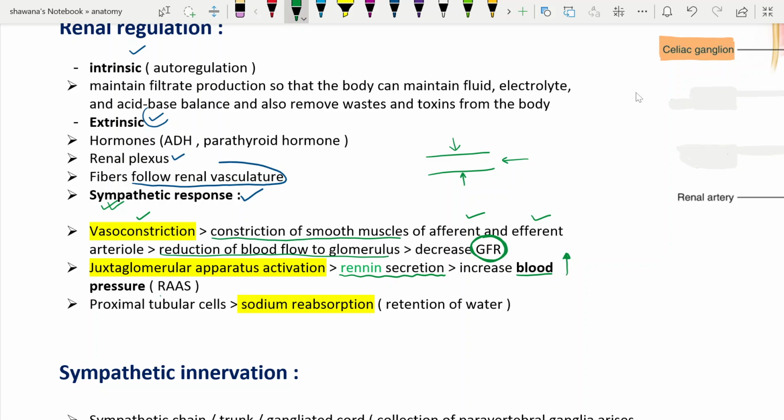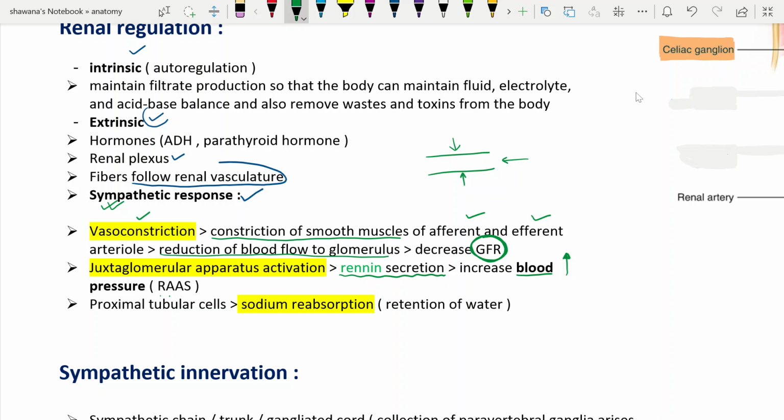It is the renin aldosterone system. Okay, renin angiotensin aldosterone system. I will make a separate video on the RAS, but it is a physiological process in which renin is produced by the kidneys, and it leads to the increase in the blood pressure.